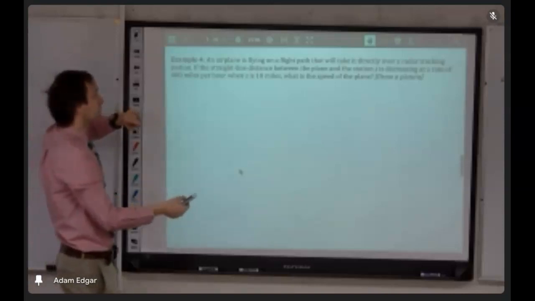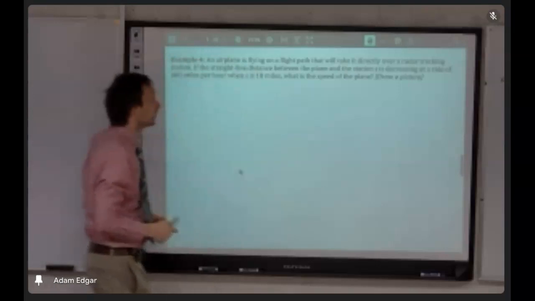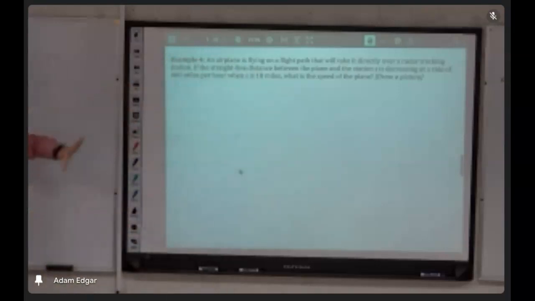Or we're telling you how that's changing, so what's the speed of the plane? So for these, all the triangle problems, draw a picture to help you see that it's a triangle. Because you might look at that and say, I don't see anything about a triangle there. So try to draw a picture of this right now for yourself.